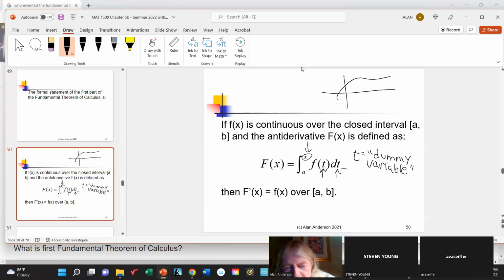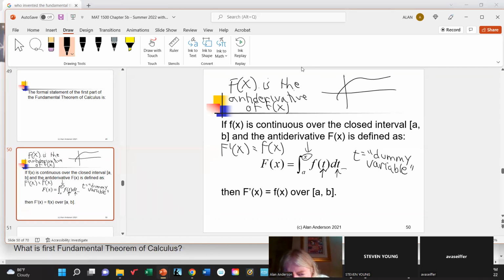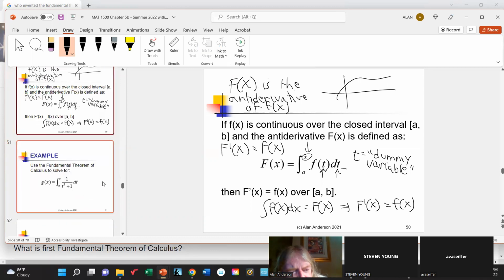And of course, it's understood that f of x, capital F, is the antiderivative of the original function, and that implies that F prime of x equals the original function. Okay, so in other words, the way this works is that the integral of f of x dx equals the antiderivative, which implies that F prime of x is the original function. Okay, so that's what we need to remember here. We're evaluating this over a closed interval a, b. And so here's a quick example of this.